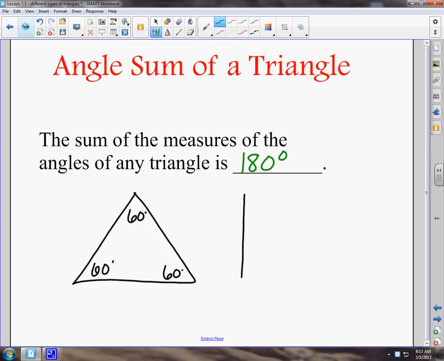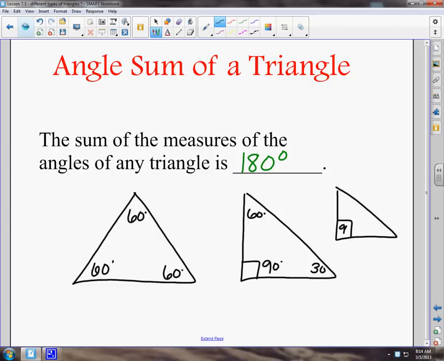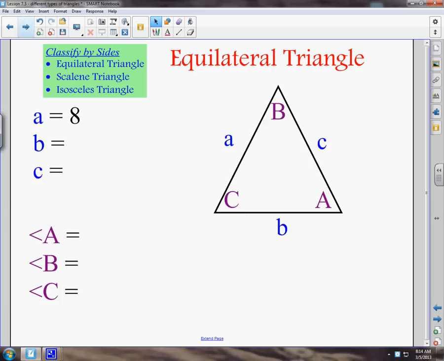That one's a nice one. It's a 60-60. If I gave you this one and I said, this is 90, this could be 30 and this could be 60. Or we could have a 90-degree angle, and this could be 45 and this could be 45. There's all different types, but they all equal 180 degrees. Okay, we're going to do 6 slides for the 6 different types of triangles.